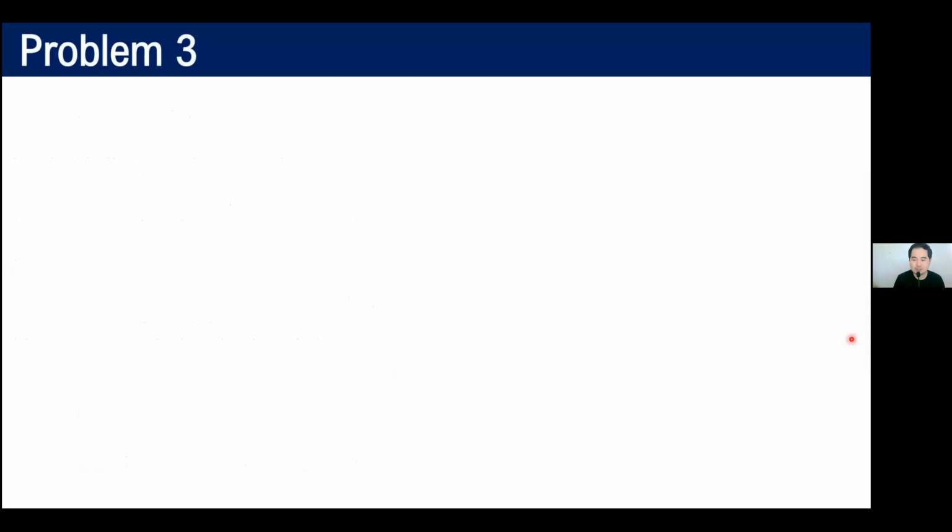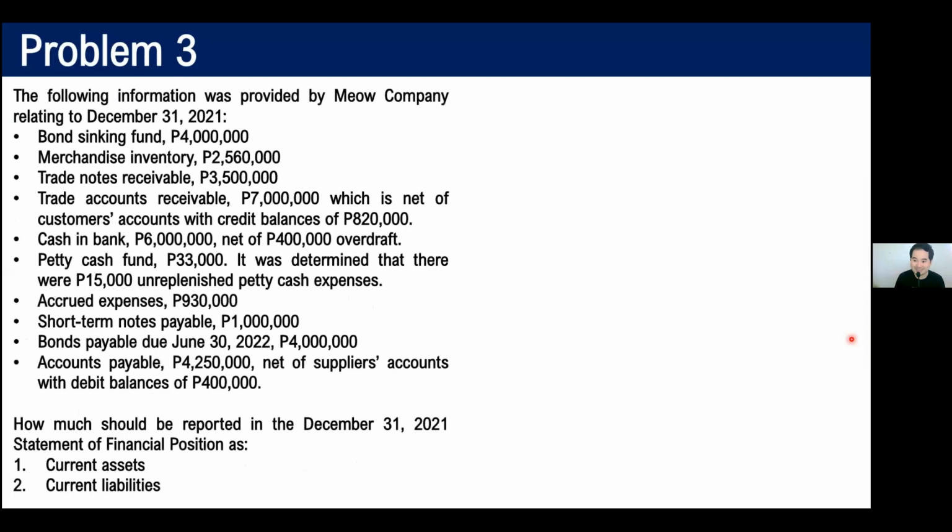Problem 3 is a question about determination of the current assets and current liabilities section of your balance sheet. The following information was provided by Meow Company relating to December 31, 2021. We have bond sinking fund. One thing na dapat nyo hanapin pag may bond sinking fund is magkano yung related bonds payable niya. Okay? Sila yung magka-relate to each other. So, wag niyong kakalimutan yon. Siyempre, merchandise inventory, tsaka trade notes receivable.